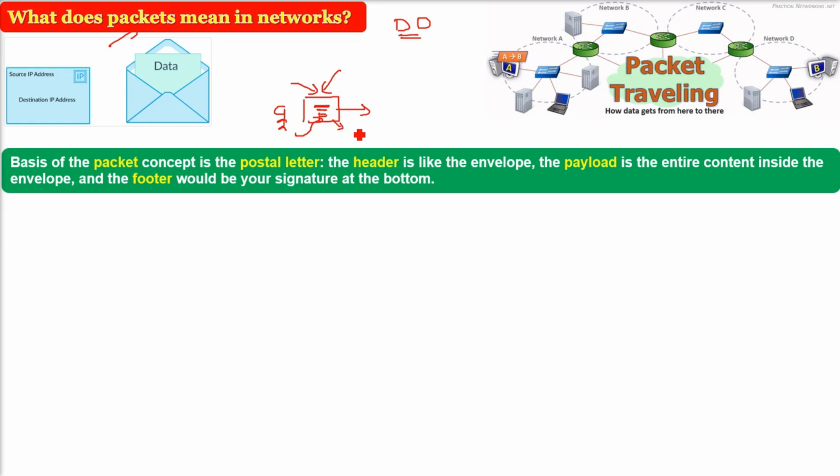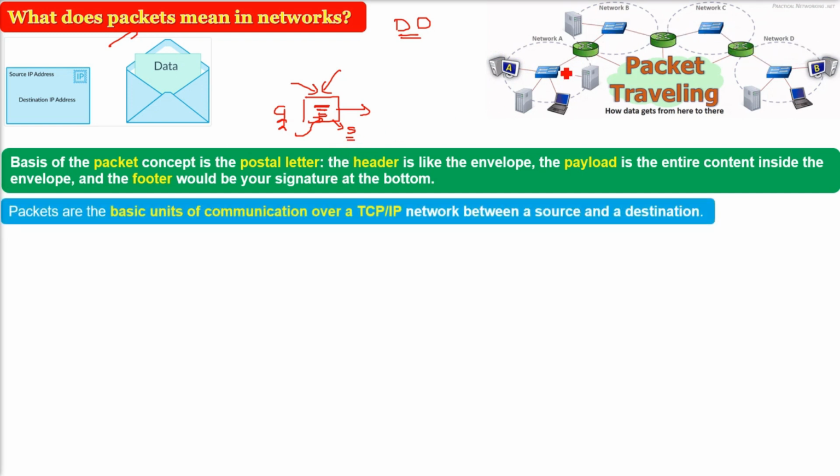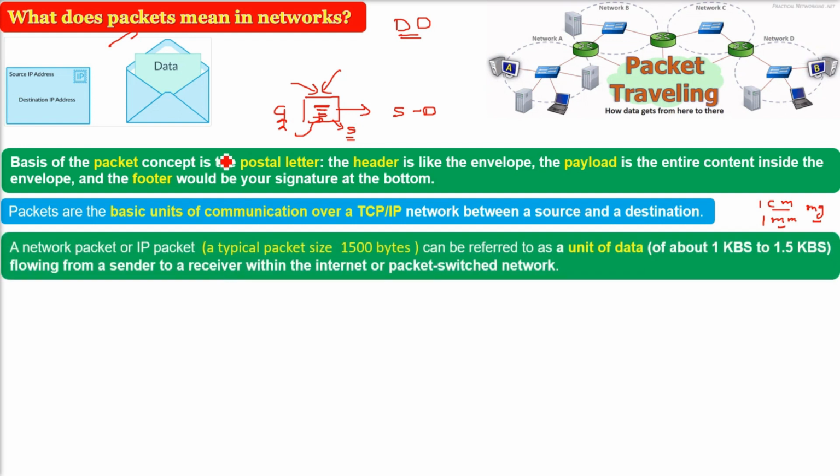So we have a postal letter, and the envelope can be called a packet. In a computing environment, in a networking environment, packets are the basic units of communication over TCP/IP. So we have 1 centimeter, 1 millimeter, 1 milligram. There are certain units. Here also we can have an analogy with the communication over the network between the source and the destination. The network packet or IP packet or simply the datagram.